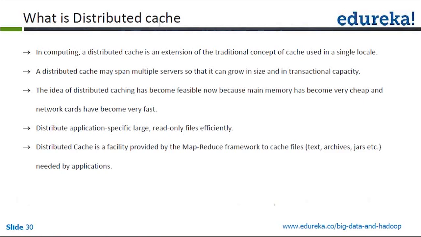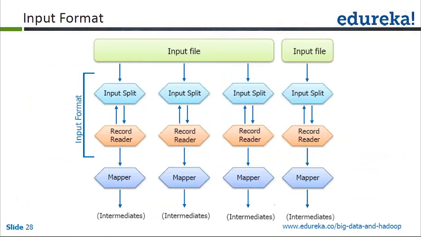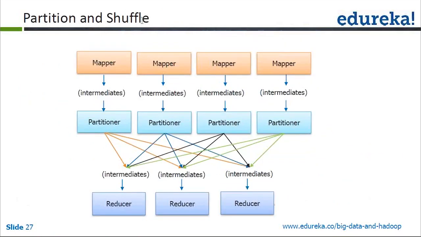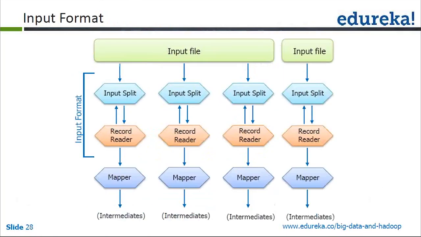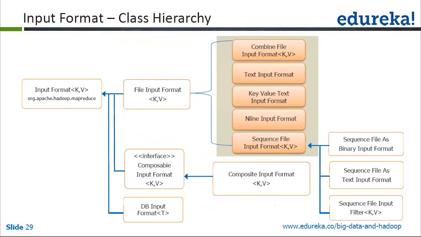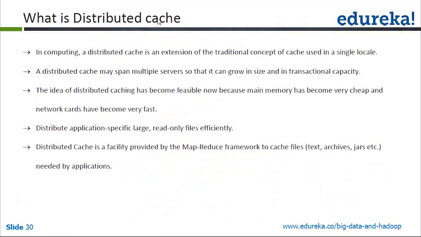So Bharat had a question: how does data from a file split as a key value pair? See, that is done by the record reader basically. That's a detailed topic. So surely if you join this course, we'll be talking about all these phases in detail, and going through a lot of examples. Okay. So yeah, let's talk about distributed cache.